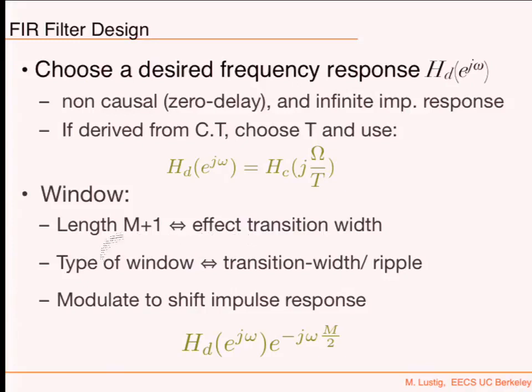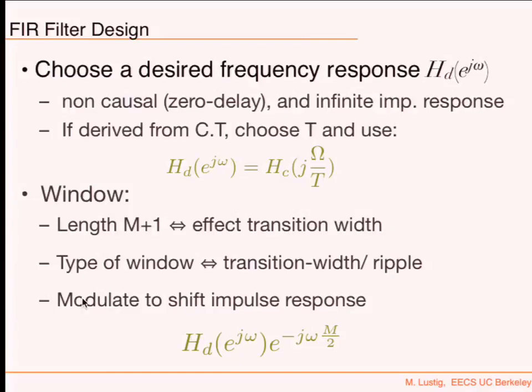Then I'm going to pick the type of window. Hanning. Just pick one. Probably not a rect, because it has just too much ripple. The window type will give me also the transition width, but also the amount of ripple. So I will get some more transition width, but much less ripple. The trade-off is more favorable there.